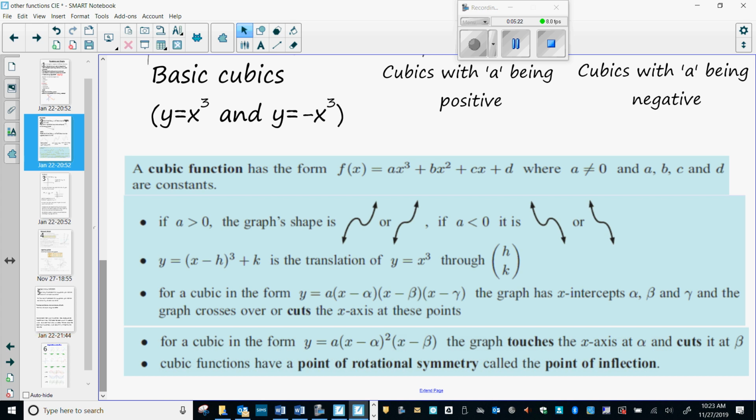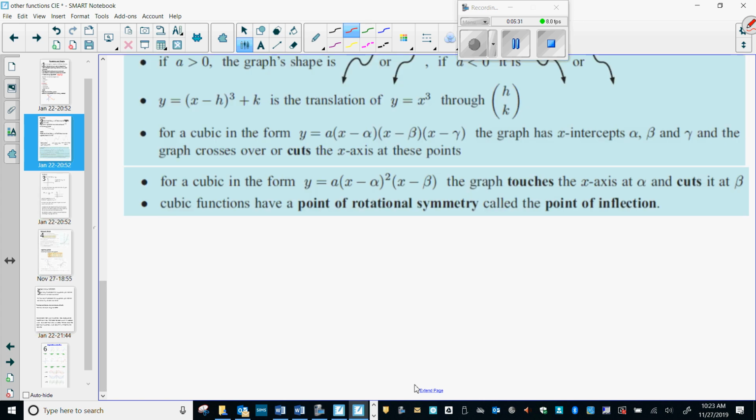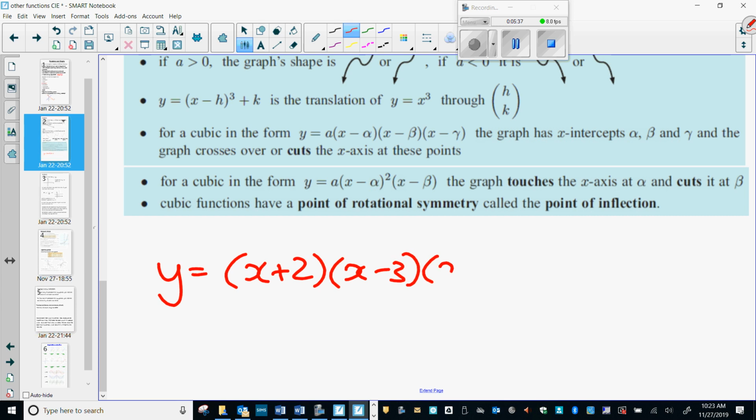Sometimes your cubic is in a similar form to your quadratic. So if it's in brackets, then, for example, if we had something like this, there's 3 brackets multiplying together. We've done some expansion of 3 brackets last year. Do you remember that? Yes? So that ends up with a cubic graph.